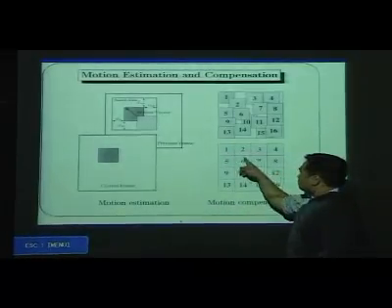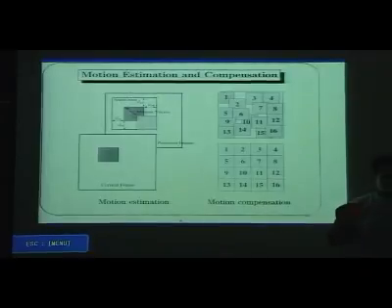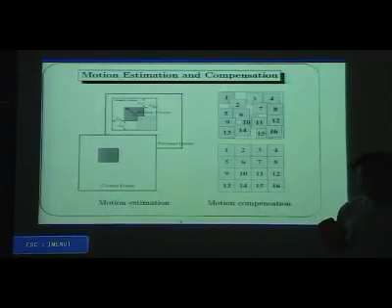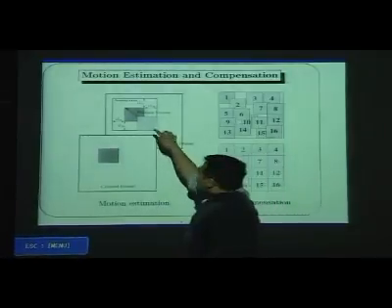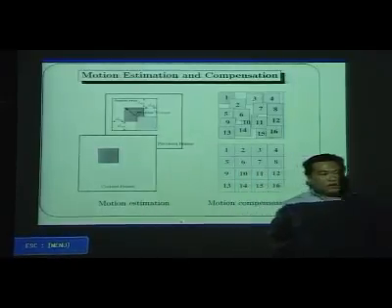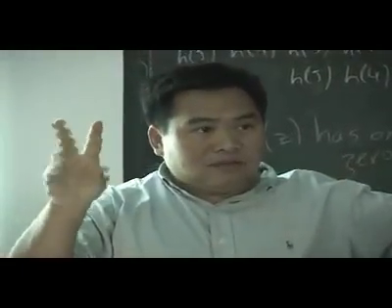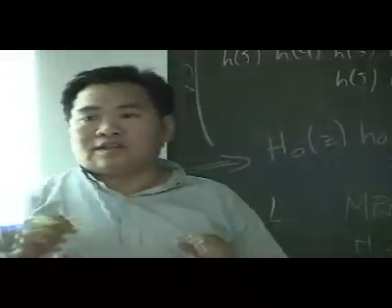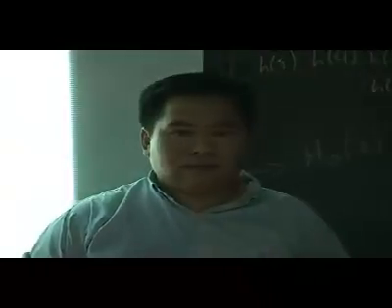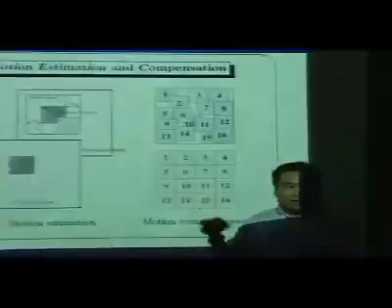Instead of sending pixels, 16 by 16 is 256 pixels. Instead of sending 256 numbers, you're sending only 2 numbers. You're sending the vector, which is a 2-dimensional vector, right? Only 2 numbers. So compare 256 with 2. What is the compression ratio? 128. Right? So if you can predict perfectly, you can achieve 128 to 1 compression. There's no way you can do it perfectly, right? So there's some error. Okay?